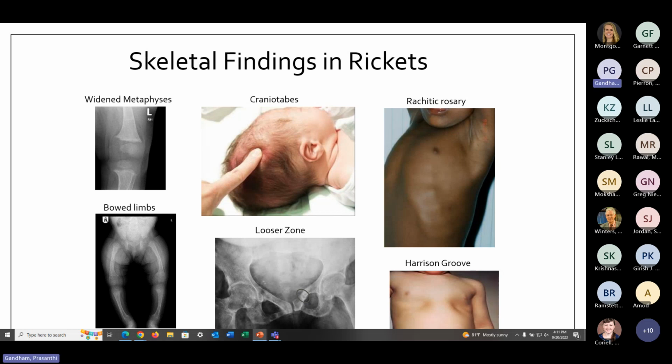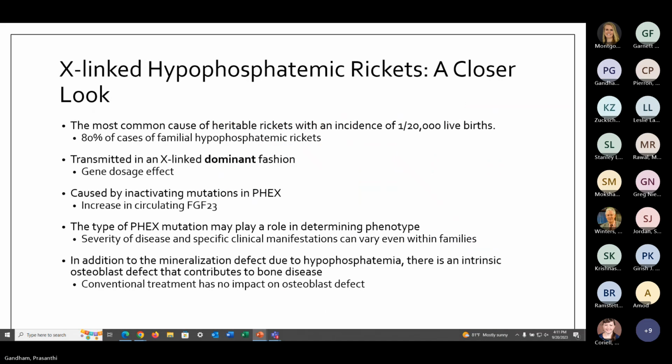Something that we'll see as we move forward through the talk is that many of the clinical manifestations, including the skeletal findings seen in rickets, vary somewhat depending on the actual underlying etiology of rickets. And so your skeletal findings can sometimes help you, I guess, make a prediction about what you think the actual underlying etiology is of hypophosphatemic or calcipenic rickets.